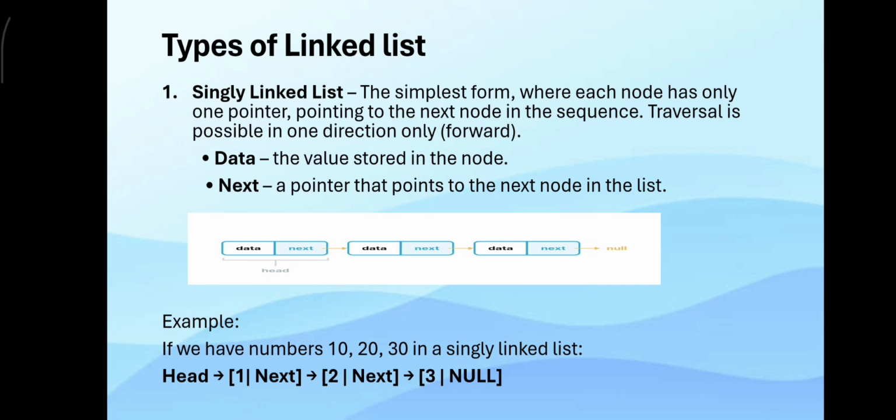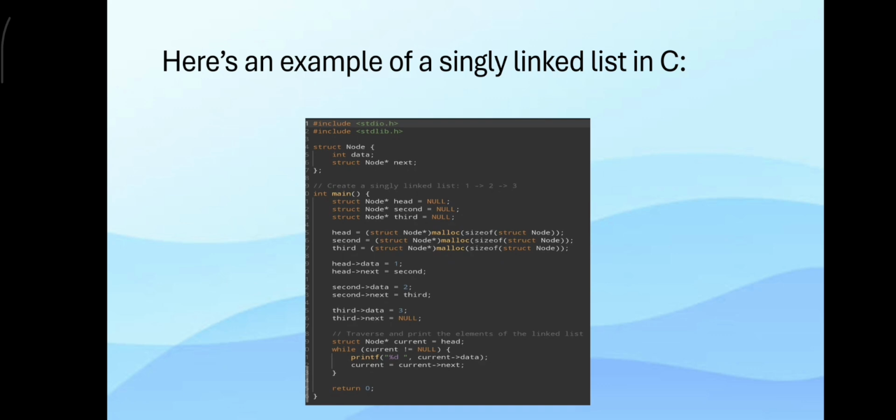Example: if we have numbers 10, 20, 30 in a singly linked list, we have head. The data is 10, then next, then arrow. Data is 20, next, then arrow, 30, then null. That means the end. Here's an example of a singly linked list in C.